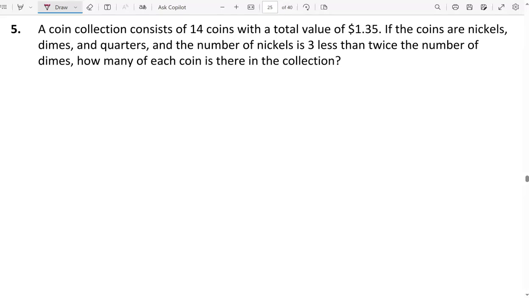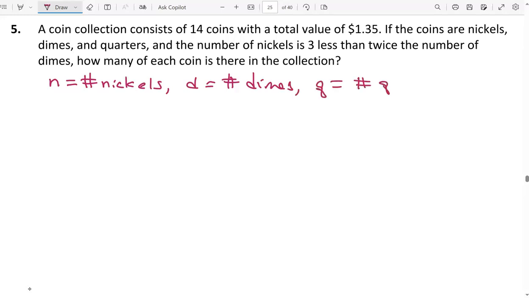In number 5, we have a coin collection. There are 14 coins with a total value of $1.35. The coins are nickels, dimes, and quarters, and the number of nickels is 3 less than twice the number of dimes. We are looking for the number of each coin in the collection. So let's let n equal the number of nickels, d equal the number of dimes, and q equal the number of quarters.